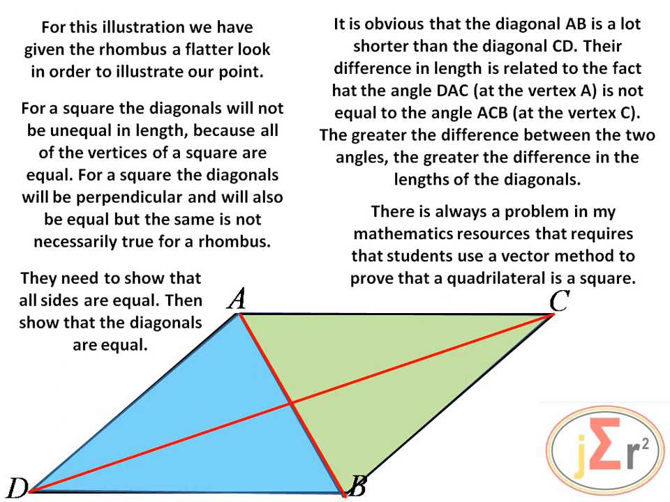So they need to also show that the diagonals are equal, because if it were just a rhombus that is not a square, the diagonals would not have been proven to be equal, or could not have been proven to be equal.